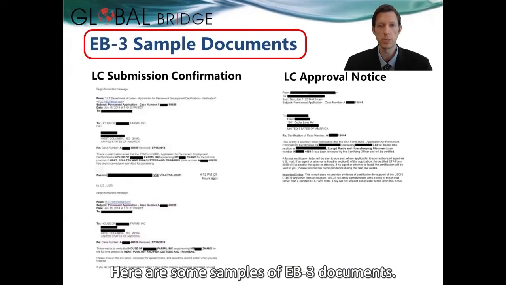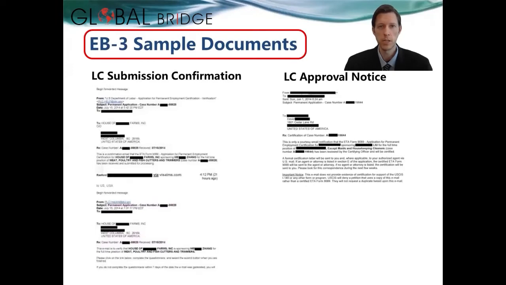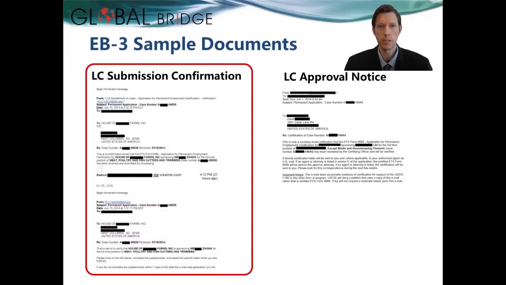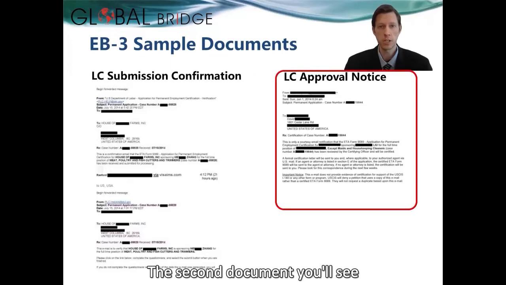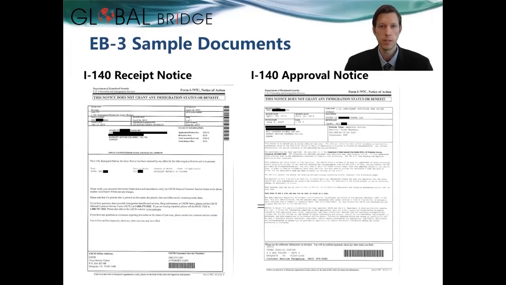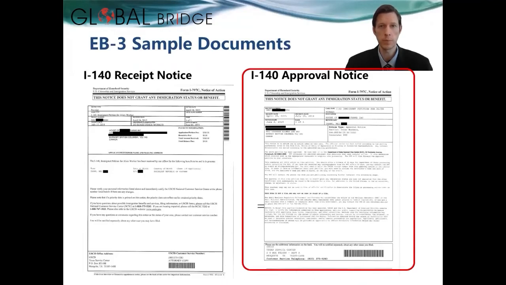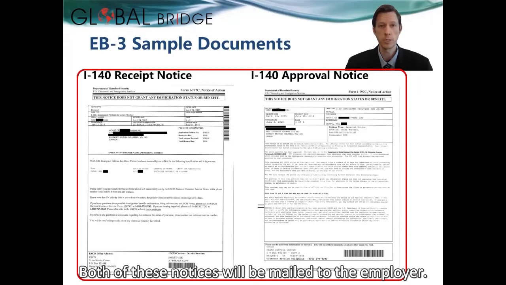Here are some samples of EB-3 documents. The first is the labor certificate submission confirmation. As you will see, this is done by email. The second document you will see is the labor certificate approval notice, which is also received by email. Next, you'll see samples of an I-140 receipt notice and an I-140 approval notice. Both of these notices will be mailed to the employer.